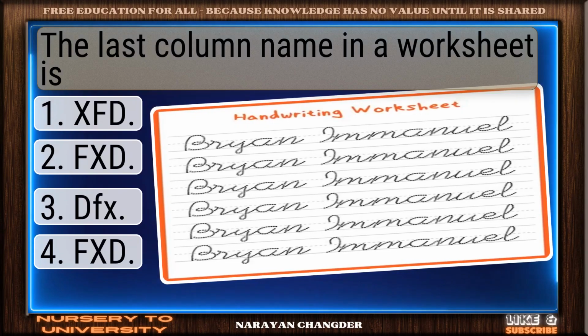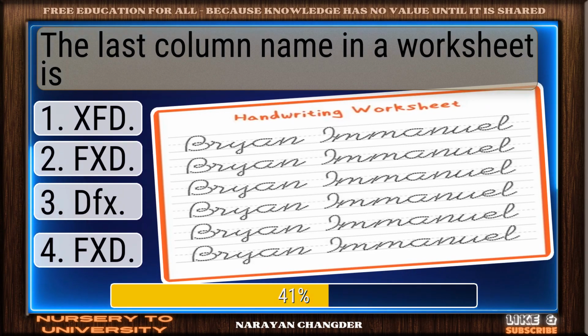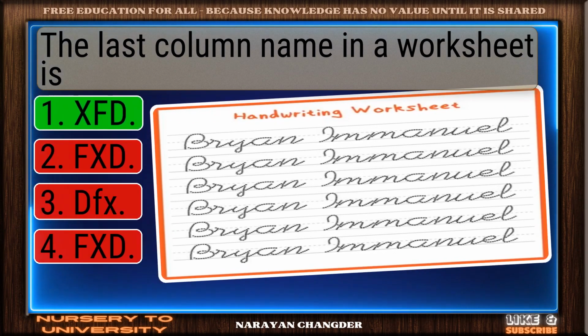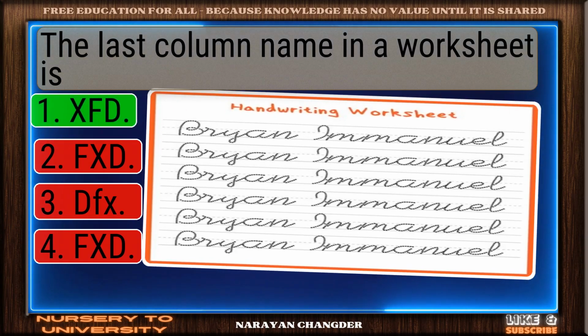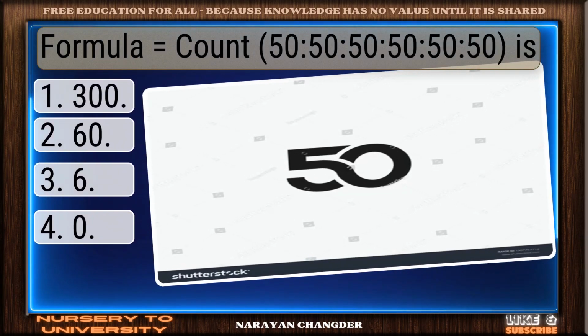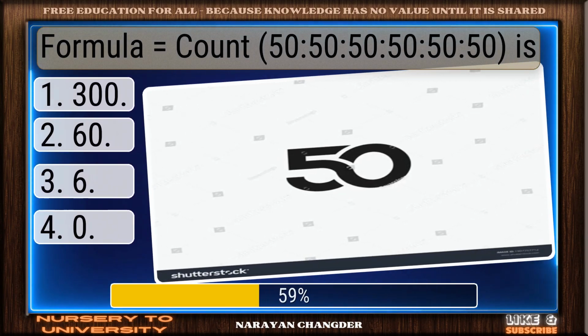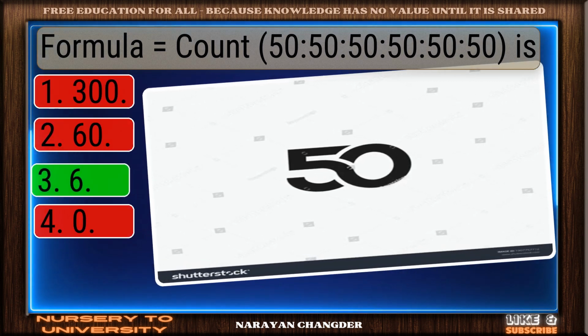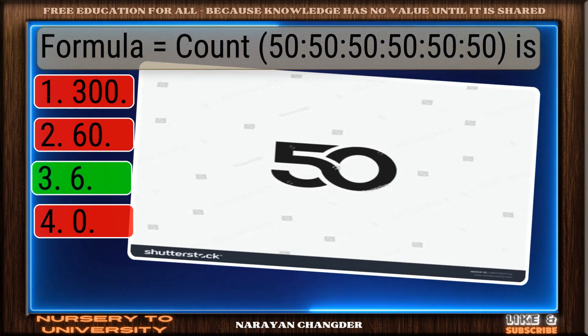The last column name in a worksheet is correct. XFD is the right answer. Formula equal to count is excellent choice. 6 is the right answer.